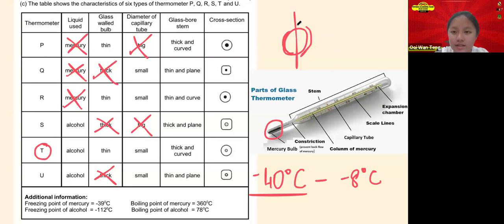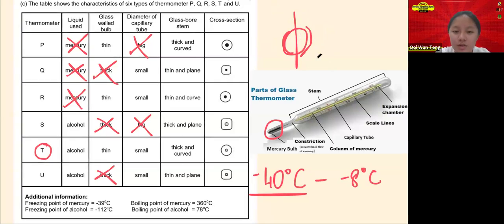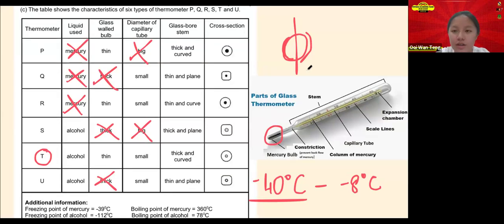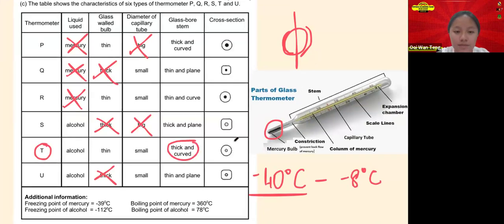is it like a convex lens? And do you all know what is the characteristics of the image produced when we use a convex lens? One of it is magnified, right? So we get to see a larger scale of the thermometer. And that's why we should choose a thick and curved glass ball stem. So the best thermometer to be used at the North Pole is thermometer T, because its characteristics are the most suitable ones.